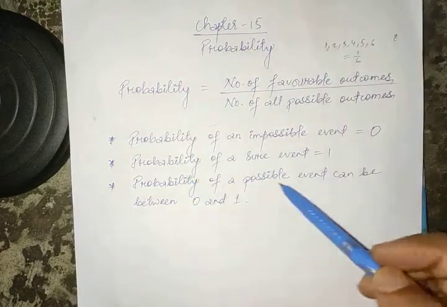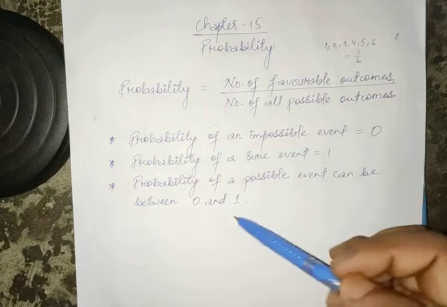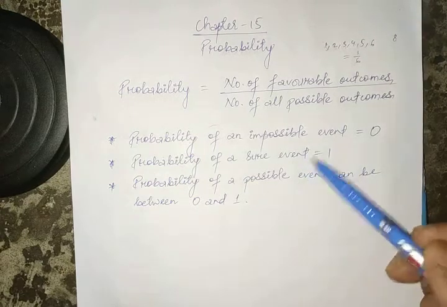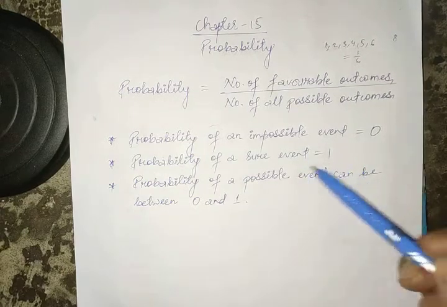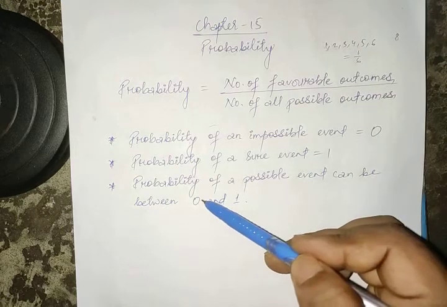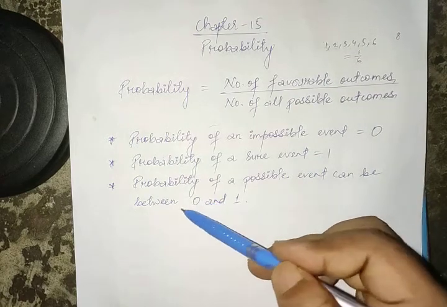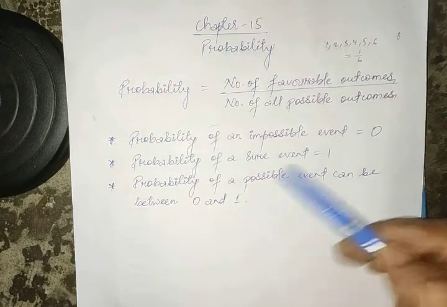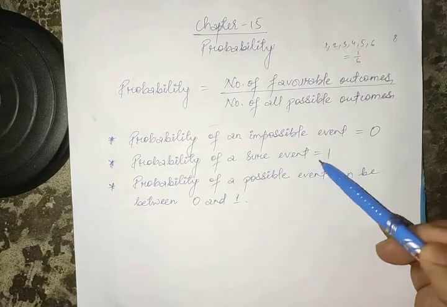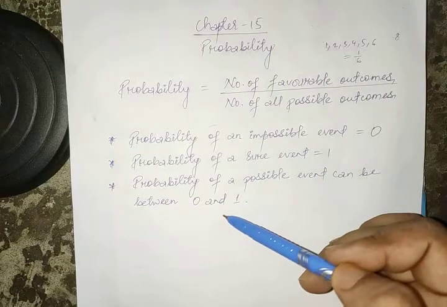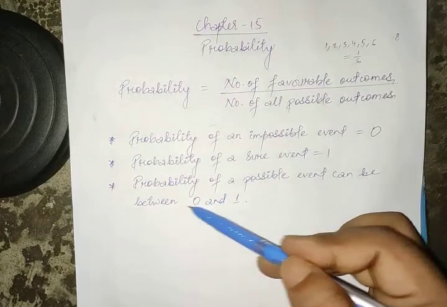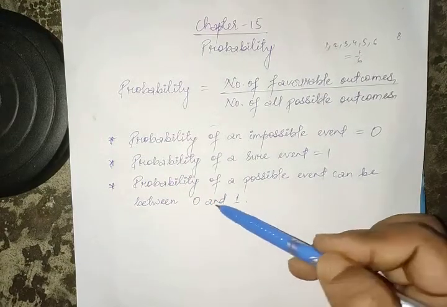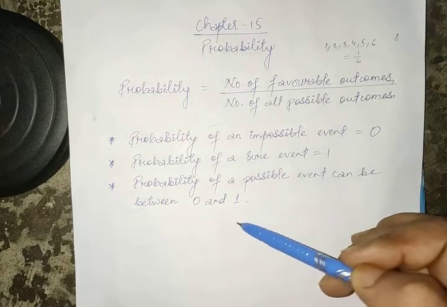And then the probability of a possible event can be between 0 and 1. If the probability is possible, then the probability will be between 0 and 1. It cannot be less than 0, and it cannot be more than 1, okay? At the most it will be 1 if it is a sure event, and if it is impossible it will be 0, but it will not be less than 0 or more than 1. It will always lie between 0 and 1, okay?